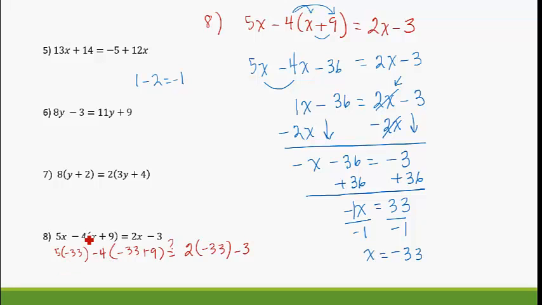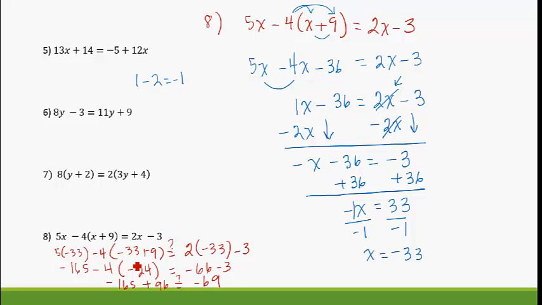And so, let's see, 5 times 33. It's going to be a negative 165 minus 4 times negative, what's that going to be, negative 24? And this is going to give me negative 66 minus 3. Let's see, 4 times 24. So this is going to be negative 165 plus 96. And the question is, does this give us a negative 69?